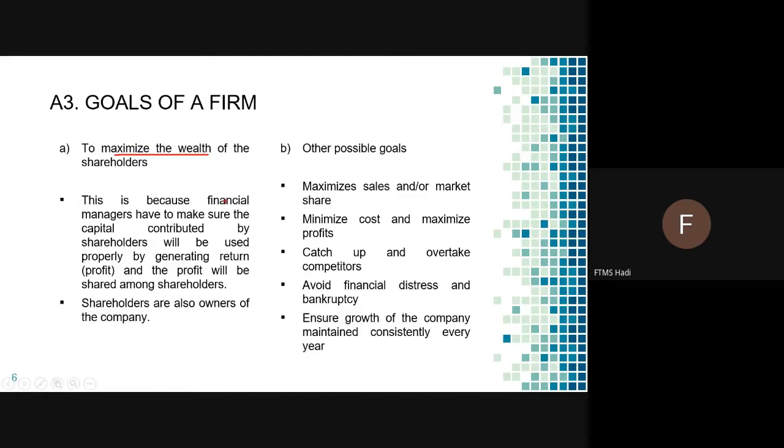This is because the financial manager has to make sure the capital contributed by shareholders will be used properly by generating return or profit, and the profit will be shared among shareholders. Okay, that one I will explain in the diagram later on.